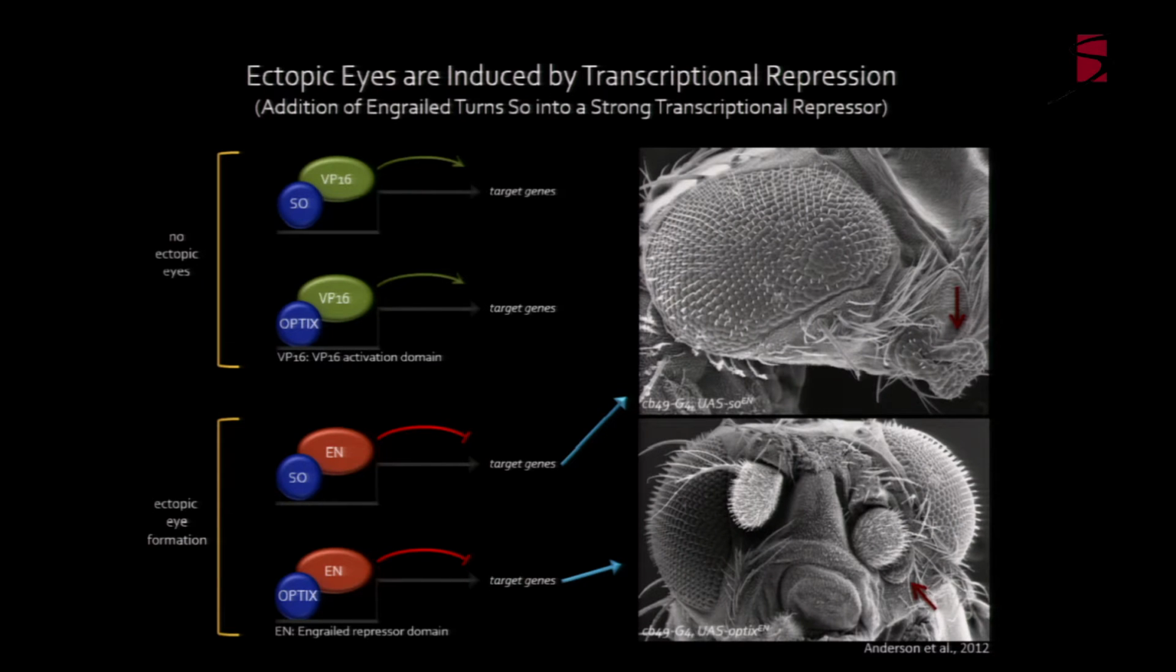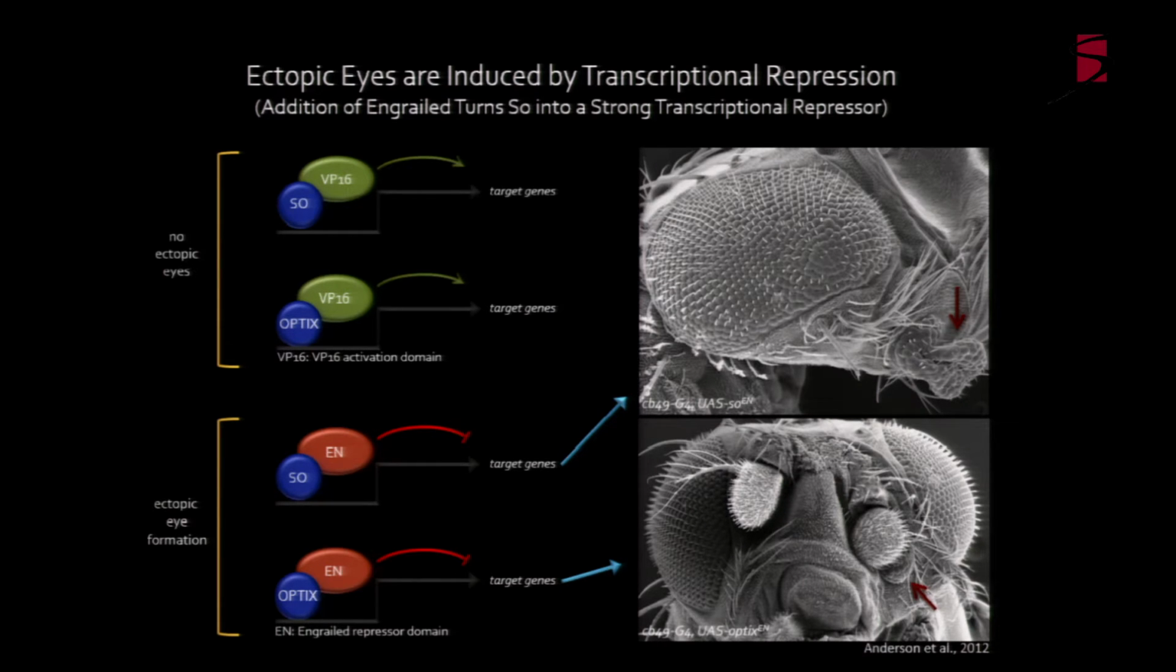So Abby did the following experiment where she took Sine oculis and fused it to an extremely strong activator, VP16, to make a constitutively active form. And VP16, in all of those assays and in other assays using luciferase, is even stronger than Pax6 or Eyes absent. So this turns this molecule into a huge activator. You can also fuse them to the Engrailed repressor domain to make them incredibly strong repressors. You can express both of those molecules and ask which one can induce ectopic eyes and which ones can't.